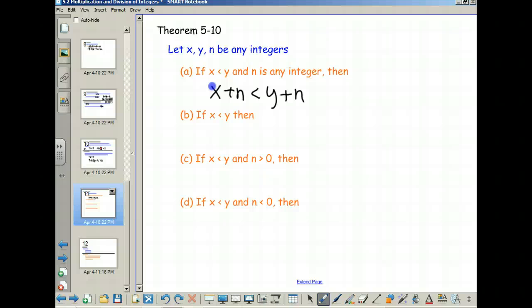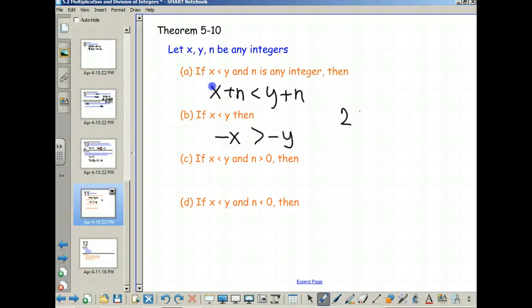Now that's different than part B, because part B says that if x is less than y, then negative x is greater than negative y. And that requires a little bit more work to think about. This is the idea that if we multiply by a negative number, it doesn't even have to be negative 1, we'll see in a moment, but if we multiply by a negative 1, it would change the direction of the inequality. And I want to give you an example of why that's true.